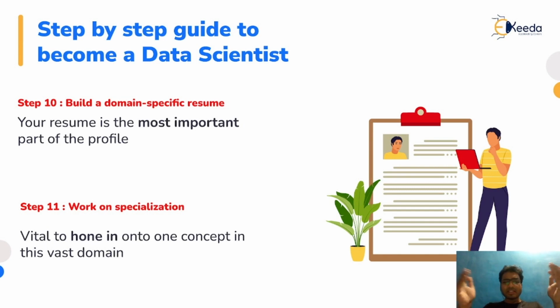Then step 11 would be working on specialization. As I said, in the field of data science also there are 3 or 4 different branches. After certain years you should be able to identify what exactly your skill set is, and in which branch you can do better. So you should go for specialization after that. At the initial level it is fine that you have worked on mixed types of work, but after that you should be working on specializations of certain branches of data science.